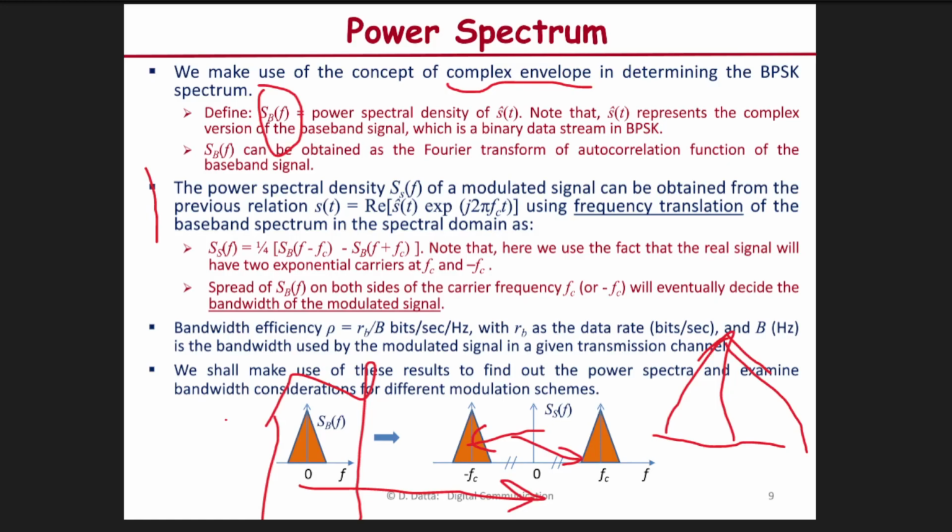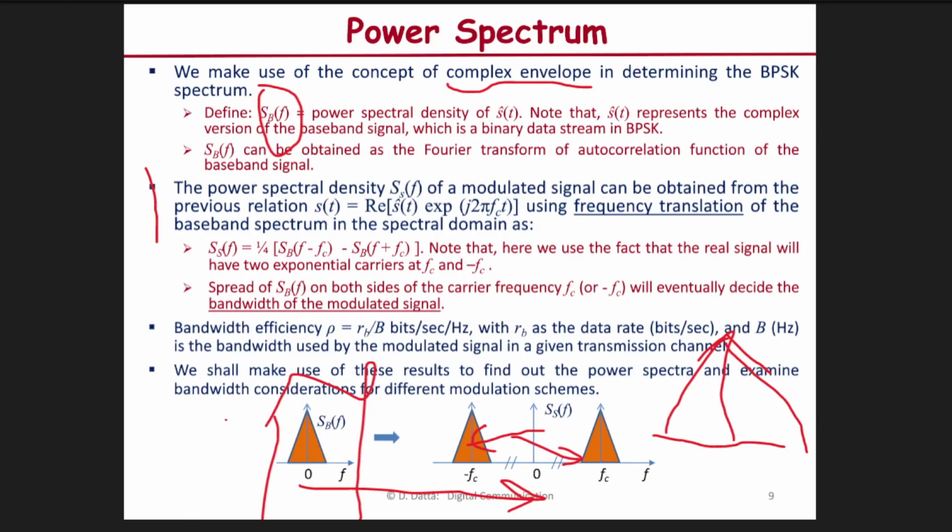The power spectral density SBF of a modulated signal can be obtained from the previous relation ST. Remember that I gave you this particular expression earlier using frequency translation of the baseband spectrum in the spectral domain. So the actual signal spectrum will be 1/4 of SBF minus FC and SBF plus FC. Okay, do you appreciate this expression?